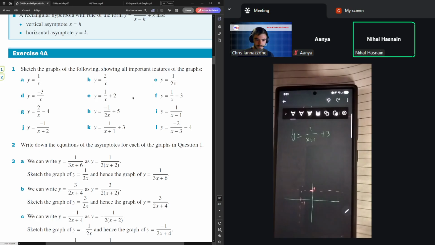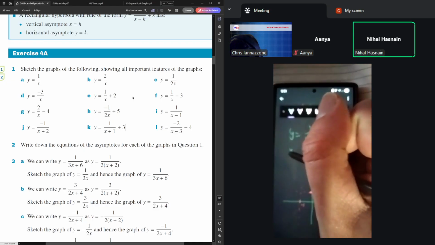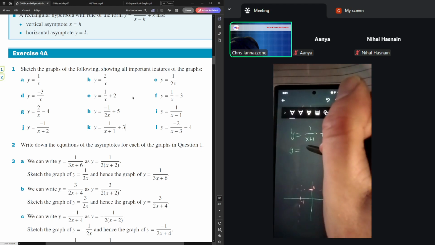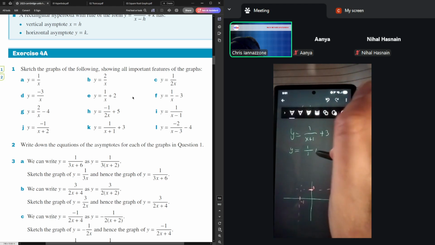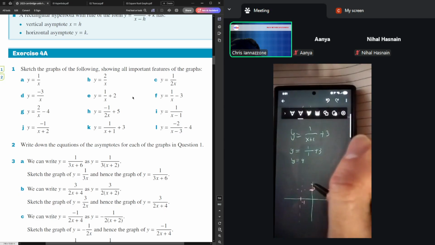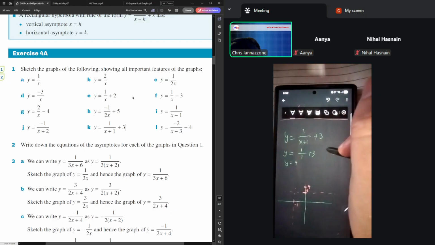To get the y-intercept, we set x to 0, and to get the x-intercept, we set the equation to 0. That's it. X equals 0, y equals 0. So let's do our x equals 0 first. Oh, sorry, I did that one.